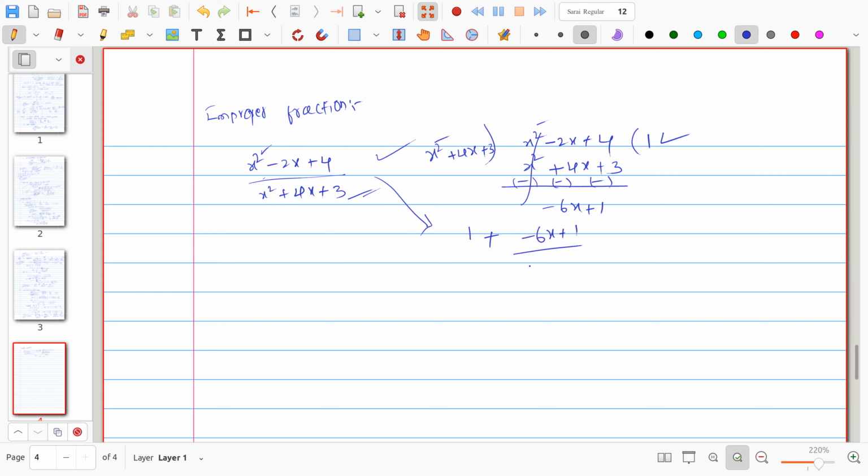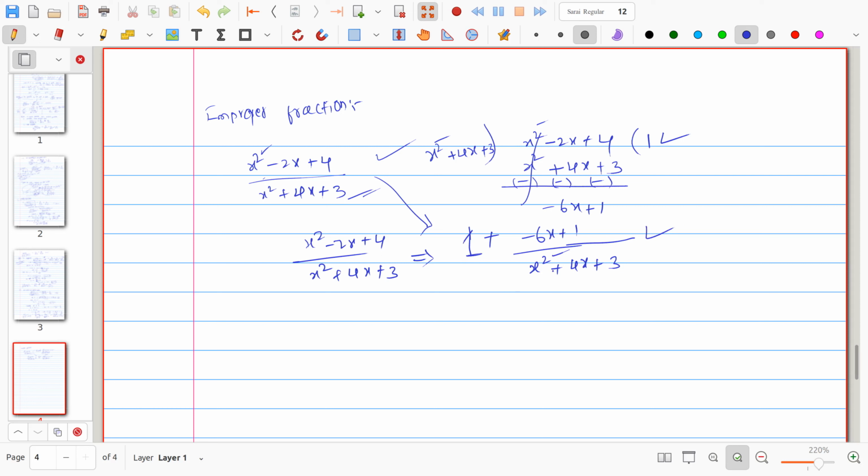Once again I am writing this equation, you can write it like this. Consider the second term as the proper fraction. It is a proper fraction, right, because the degree of the denominator is more than the numerator. Here it is a quadratic equation. I already mentioned that. We need to solve this equation.